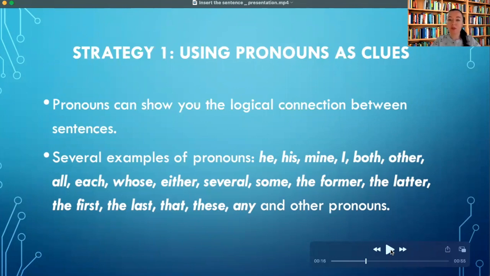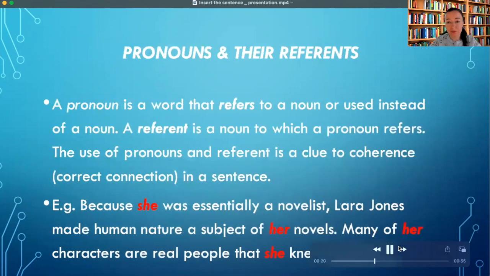Because pronouns can show you the logical connection between the sentences and also within the sentence. Let me give you some example of pronouns. You probably know that words like I or he or she are pronouns, but also you need to remember that words like whose, either, this and that, any other, they are also pronouns. It's a good idea to remember your pronouns and know how to use them and identify them in TOEFL reading.